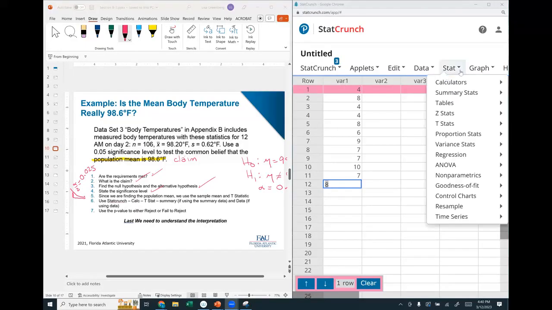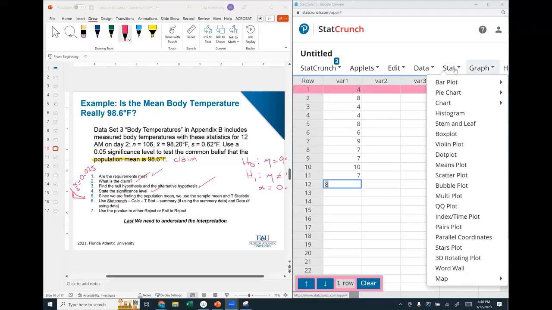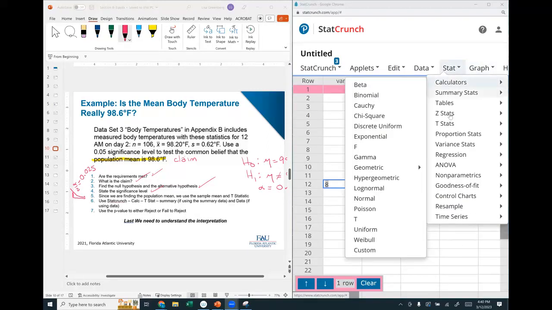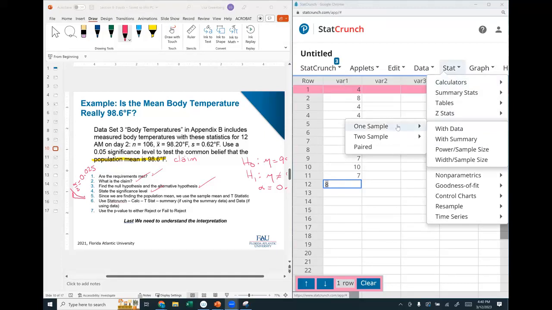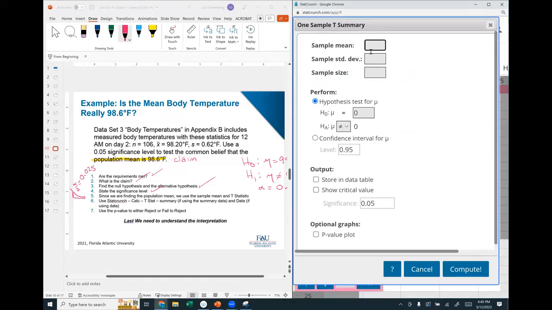Okay, so we're going to go, just like it says, to Stat, T Stat, One Sample with Summary, and we're going to put our information in. So our sample mean is 98.2. Our sample standard deviation is 0.62. Don't make that mistake that I just made twice.